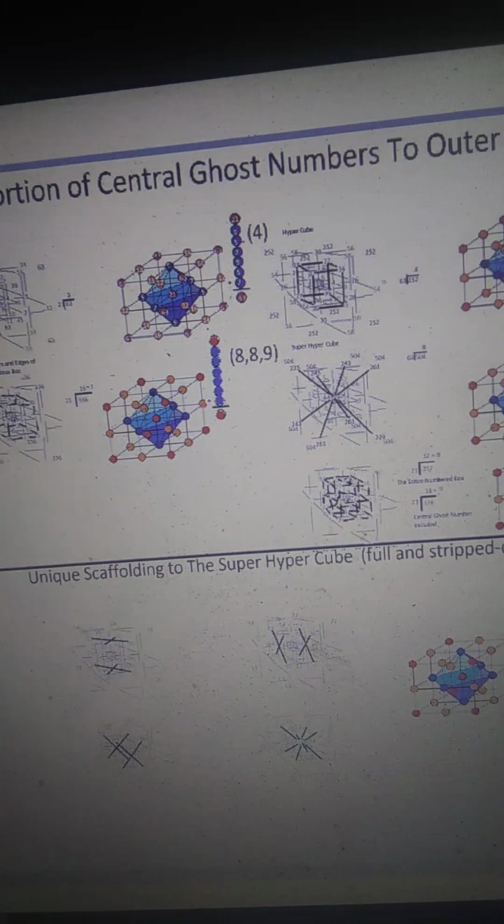These are complex magic ghost number cubes. This is going to be in my full research on them, study on them. And these are the unique scaffolding. I was calling them the backbones, but that sounds so stupid, I guess. These are the unique scaffolding to the super hyper cube, full and stripped down cubes. I put the strip downs with them too, because I think they might have something to do with them.